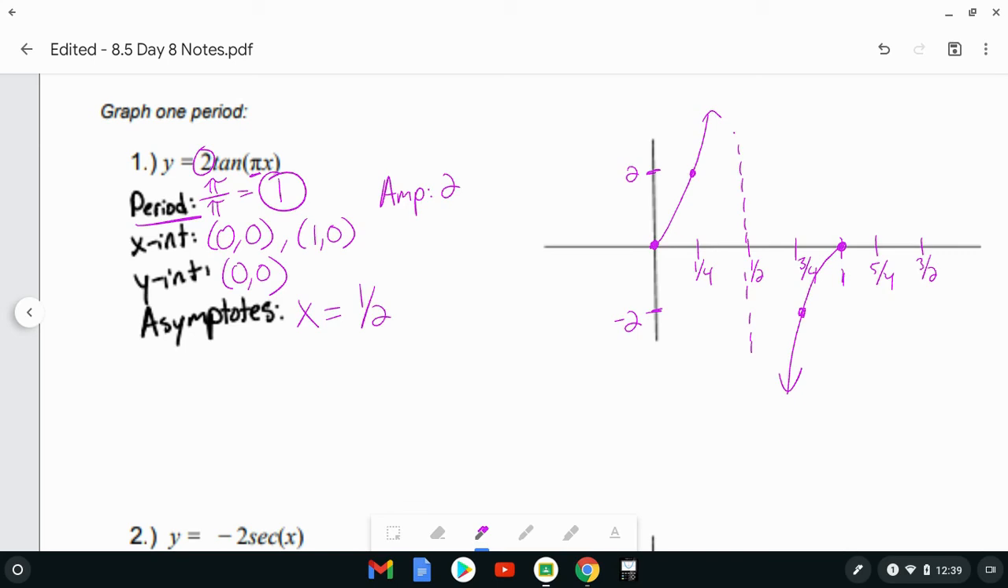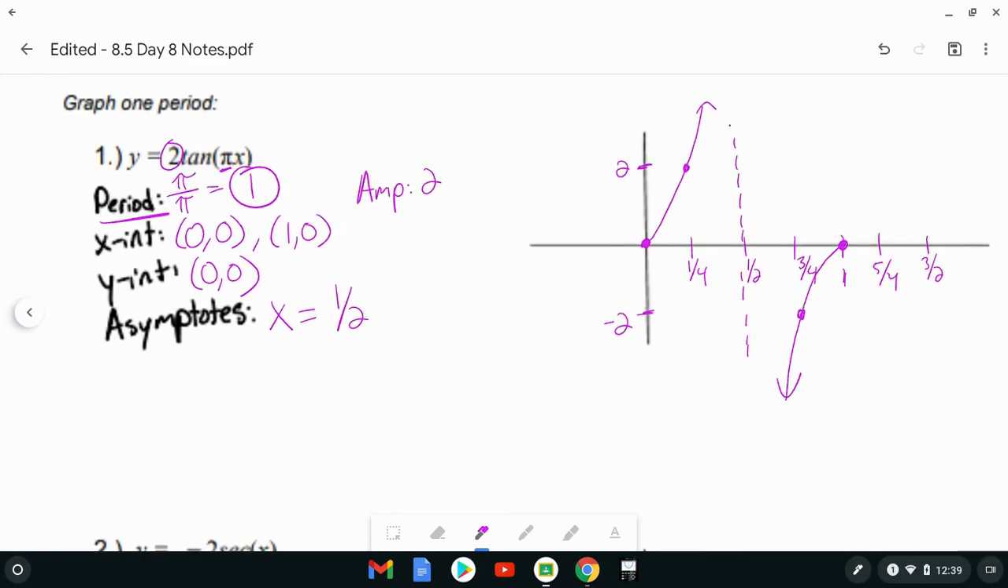Now, if the question said, recognize all asymptotes, well, then it would be 1/2 plus or minus 1/2, because that would take us to the next one. Sorry, 1/2 plus 1, because we get 1 every period. So that's how you graph the tangent function.